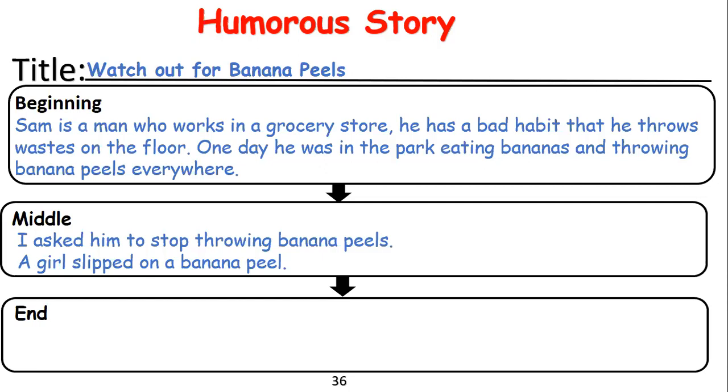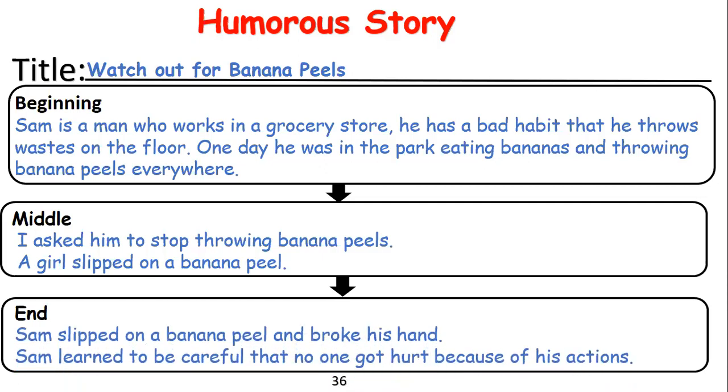At the end, we have to explain how the story ends and to describe what happened to the characters and how the problem got solved. Sam slipped on a banana peel and broke his hand. This is what happened in the story at the end. And Sam learned to be careful that no one got hurt because of his actions, which is the lesson which Sam learned at the end of the story. Okay, so here at the end we have to explain how the story ends and to describe what happened to the characters and how the problem got solved. And we mention here that Sam slipped on a banana peel and broke his hand. And Sam learned to be careful that no one got hurt because of his actions. Okay?